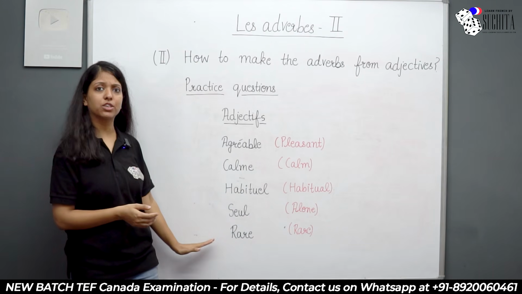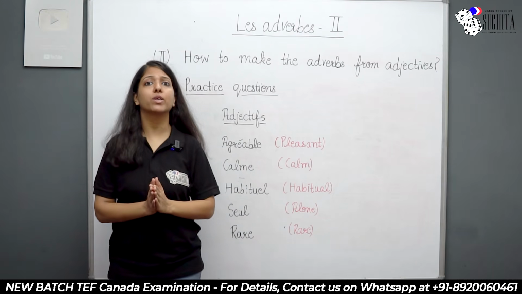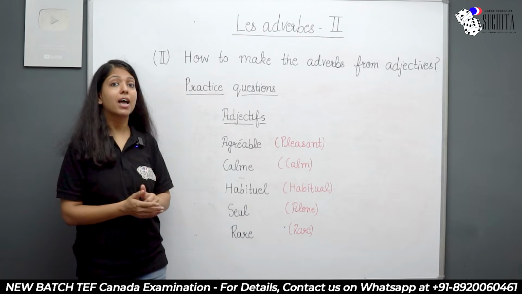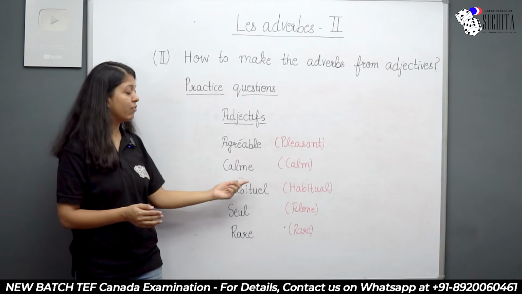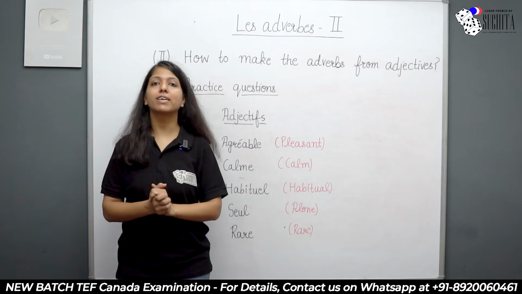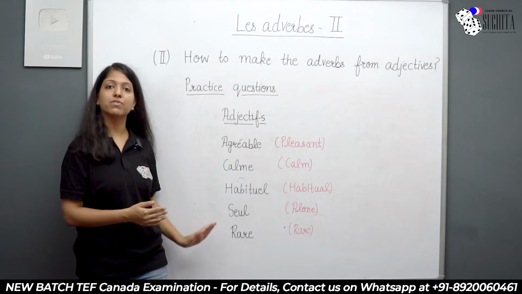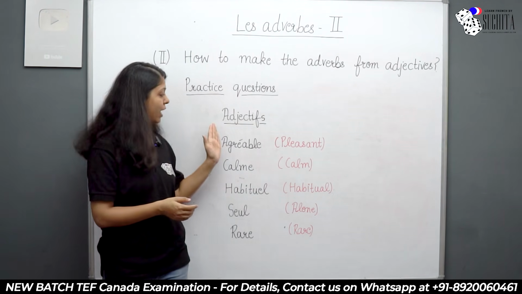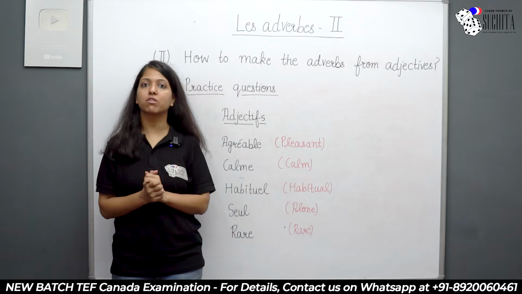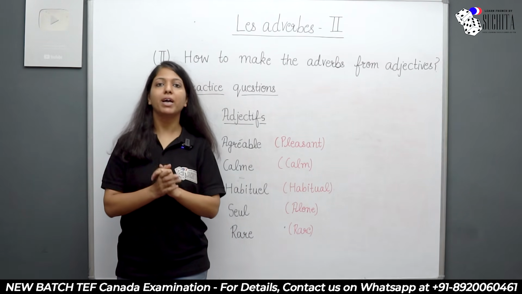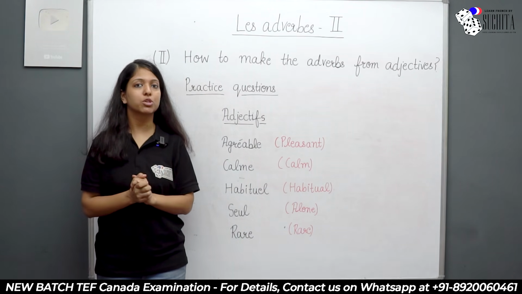So here in front of you, I have written some practice questions. These are all adjectives. Some of them are ending with a consonant like this, and some of them are ending with a vowel. Now, as per the rules that I taught you in this video, you need to make the adverbs from these adjectives. And I'm going to mention the answers of all of these in the description box below. So first you do all of them and then just check the answers from the description box below.